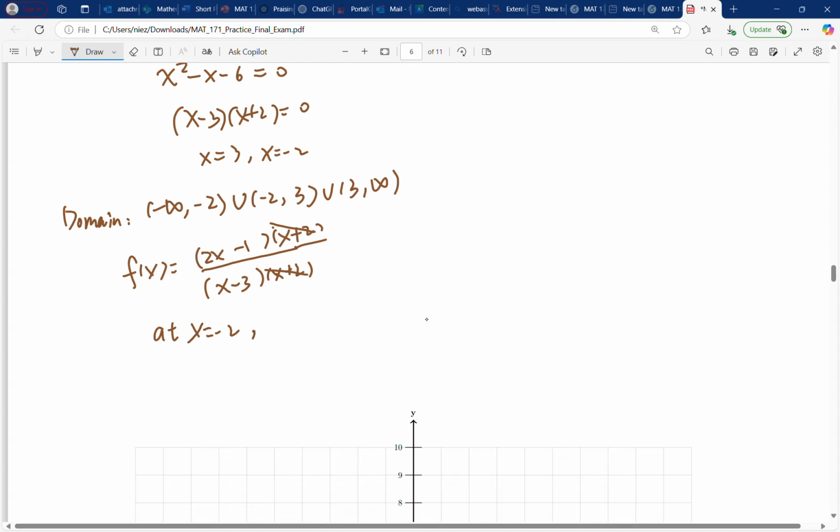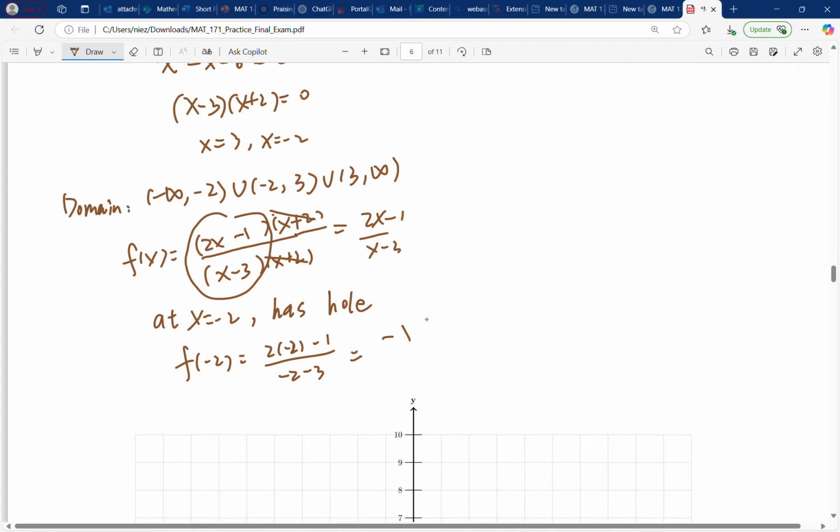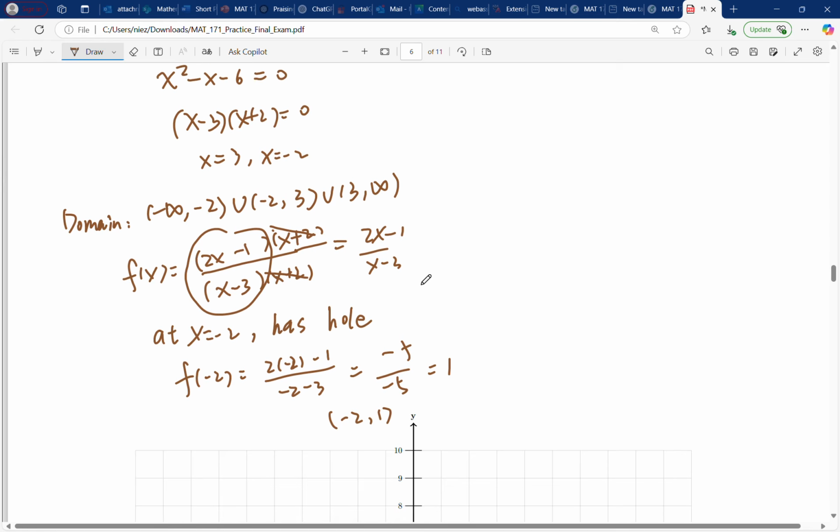And then you plug negative 2 into the simplified function. This is the simplified function, right? It equals 2x minus 1 over x minus 3. You plug this into the function, so you find f of negative 2 equals 2 times negative 2 minus 1 over negative 2 minus 3. So 2 times negative 2 minus 1 is negative 5. The denominator is also negative 5, so it is 1. So the hole is negative 2, 1.